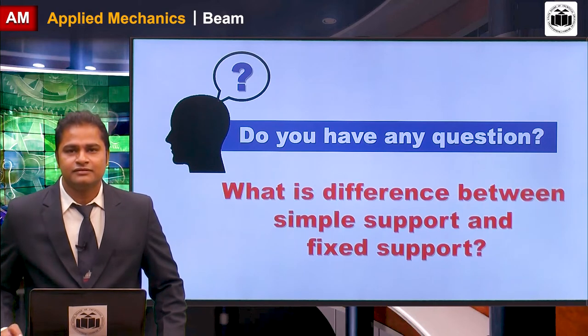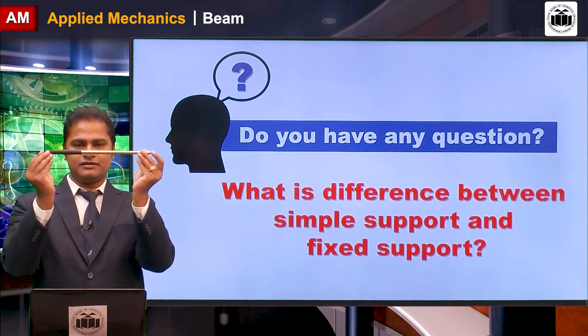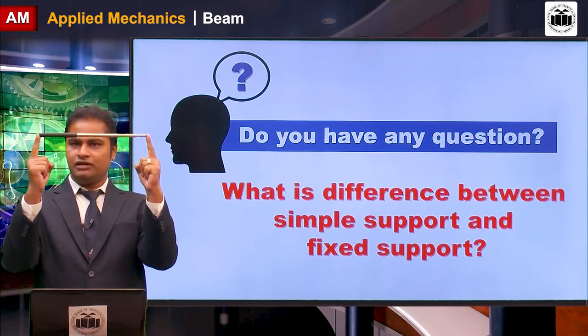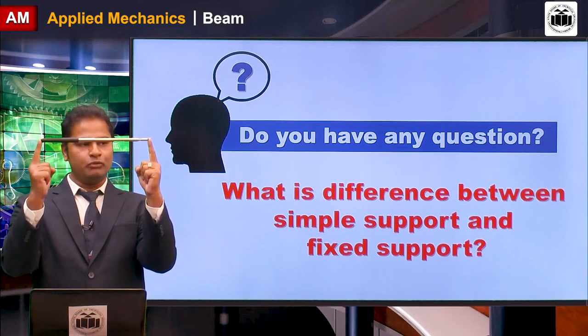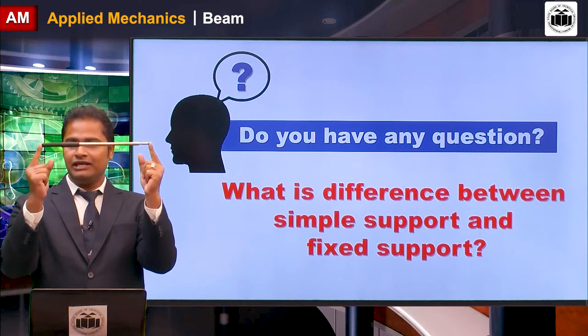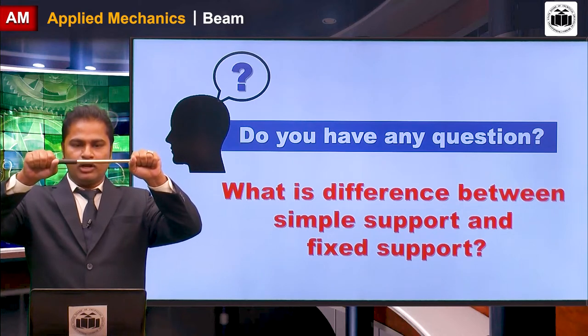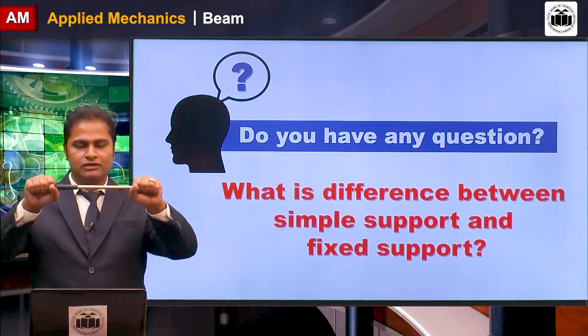Okay. Suppose the beam is like this, meaning it is freely supported over the wall and the column. This is known as simple support. But similarly, if this beam is firmly tightened into the wall or firmly fixed into the wall, this is known as fixed support.